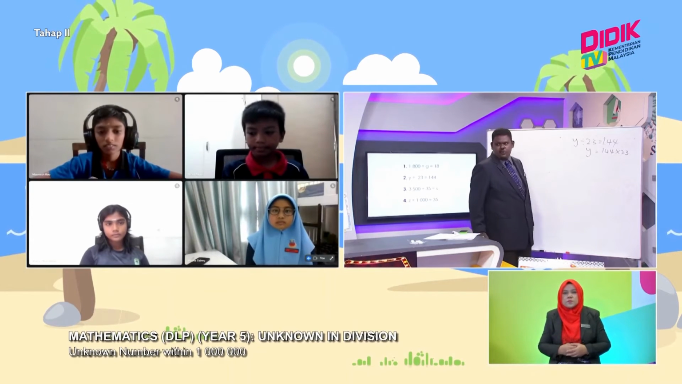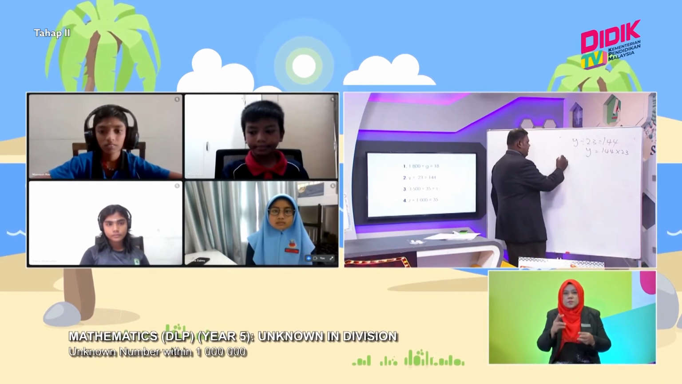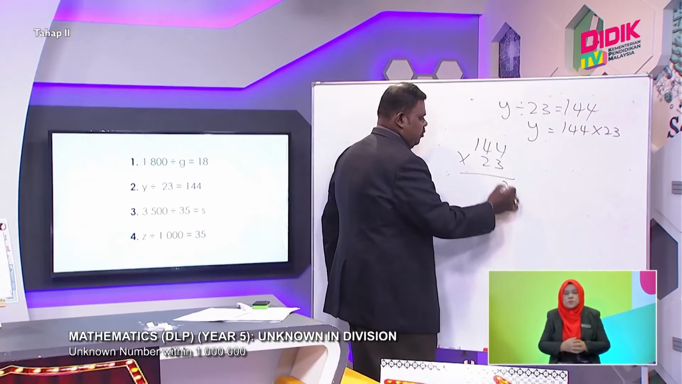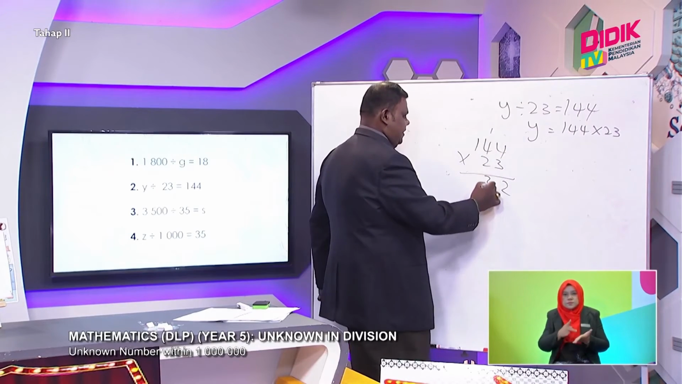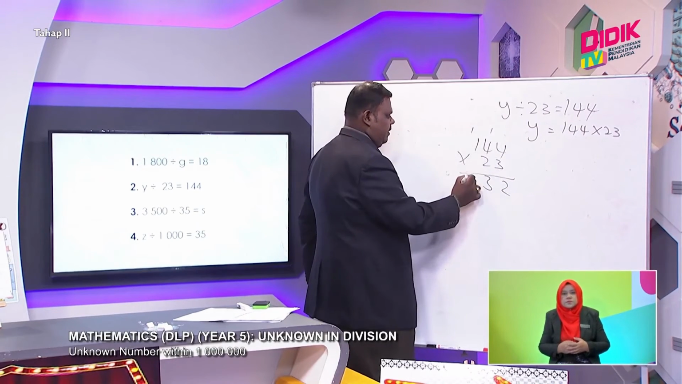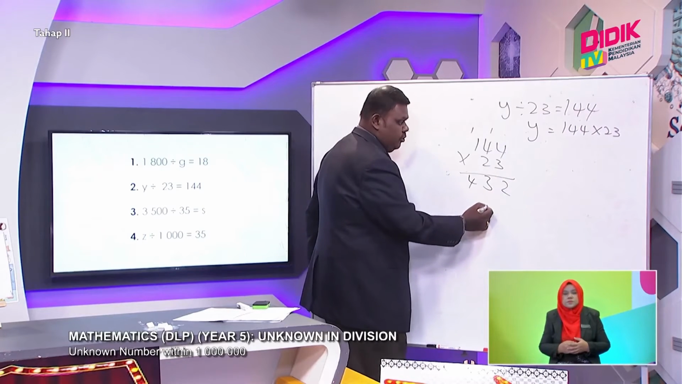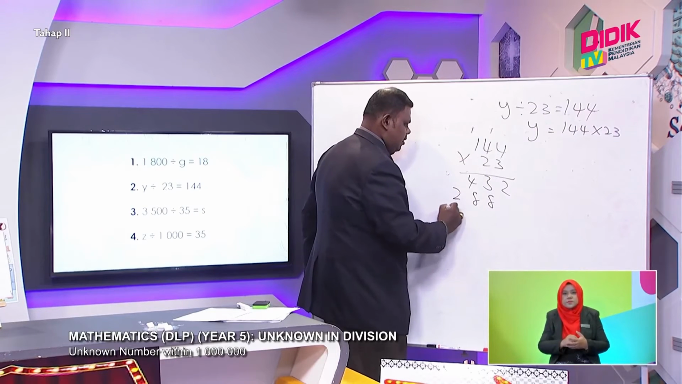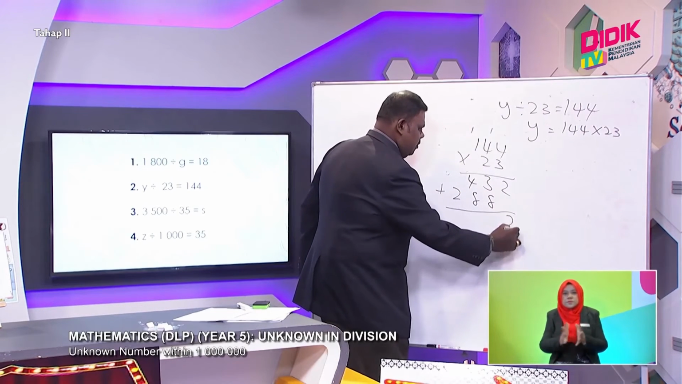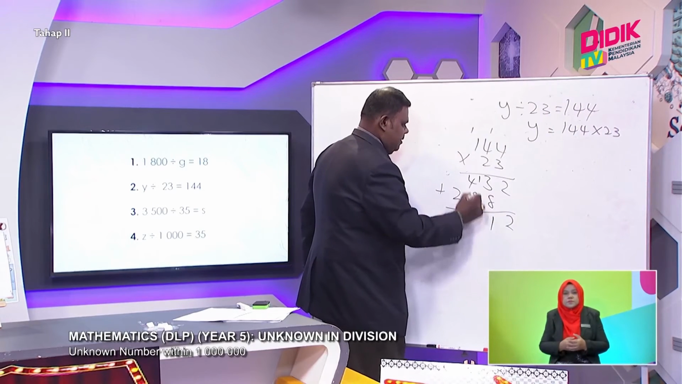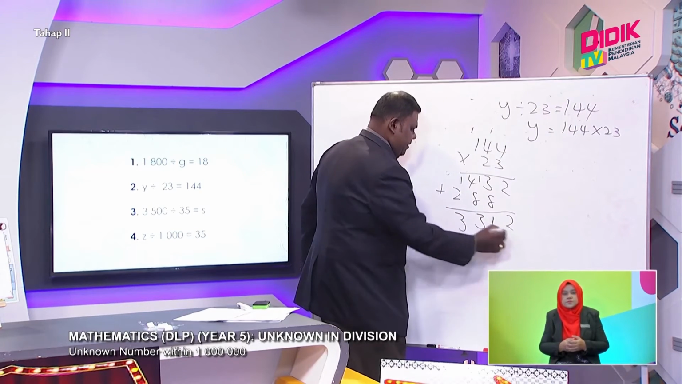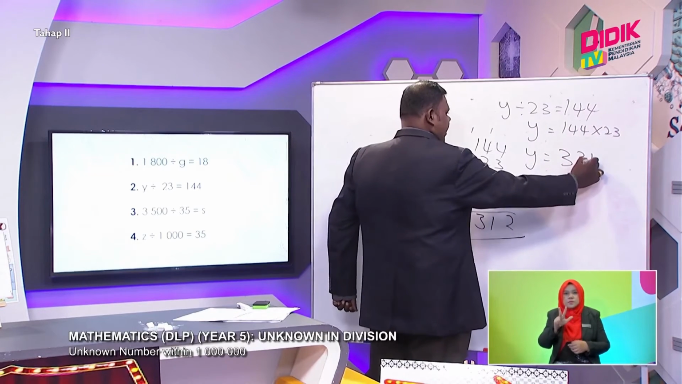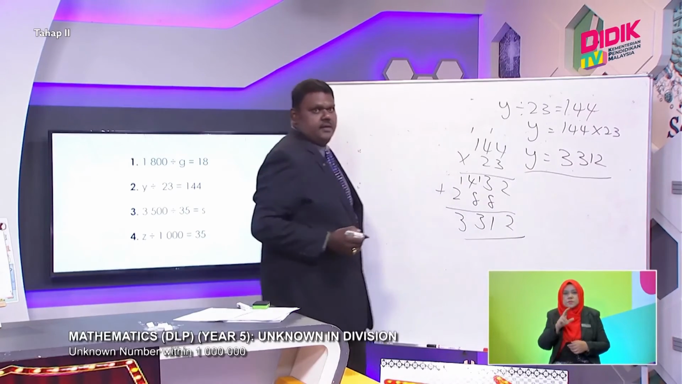So here the kids can do the standard written method. They can take 144 times 23. 4 times 3, 12. Plus 1, 13. 1 times 3 is 3. Plus 1, 4. Then 4 times 2, you must write below, 2, 8. 1 times 2 is 2. So when you add these, you will get 3,312. So the answer for Y is equivalent to 3,312.